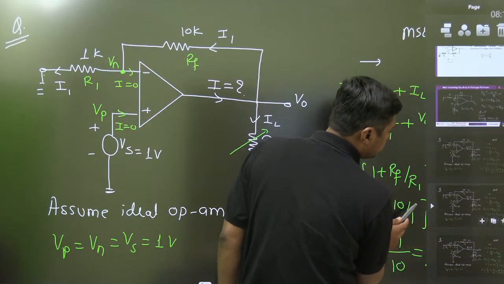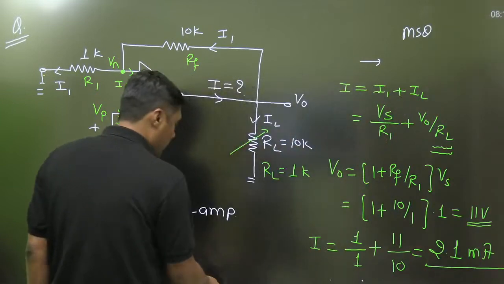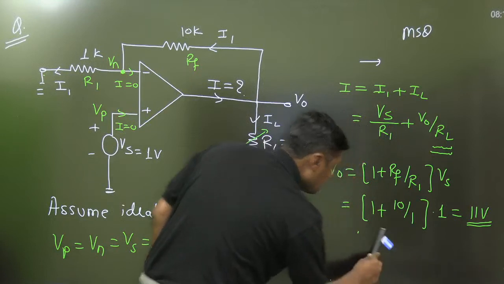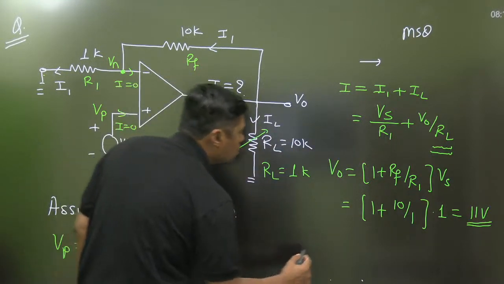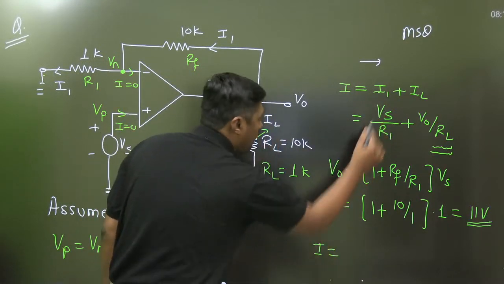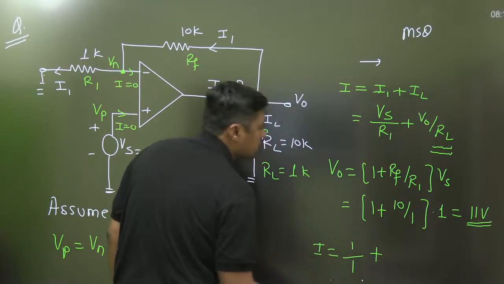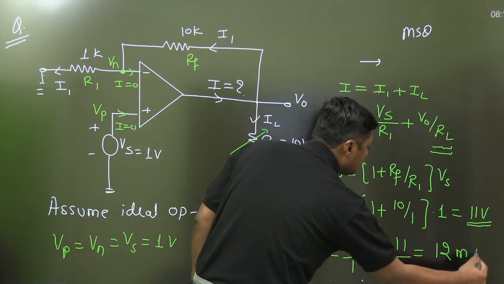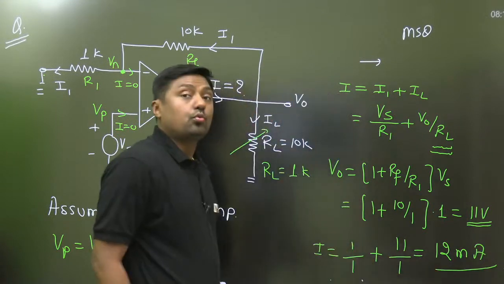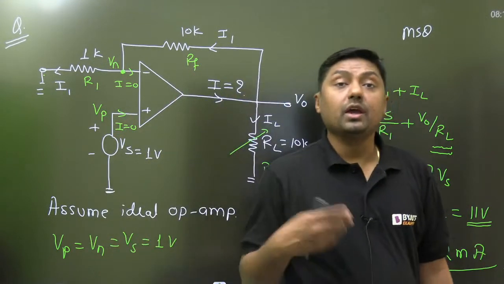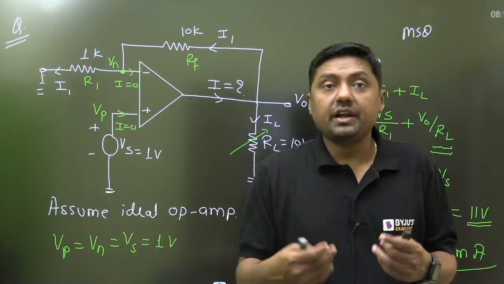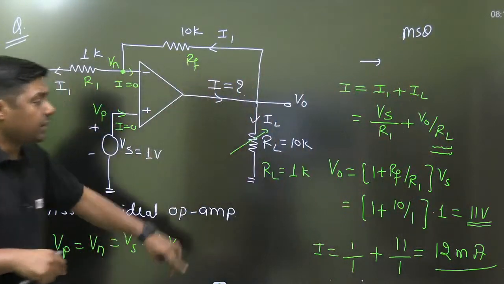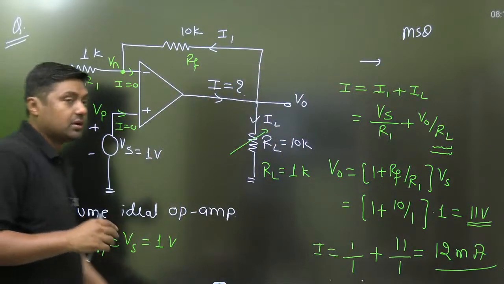Simply, if RL is reduced, I is given by 1 divided by 1 plus 11 divided by 1, that will become 12 milliampere. The current increases to 12 milliampere. Initially it was 2.1 milliampere, now it is 12 milliampere.